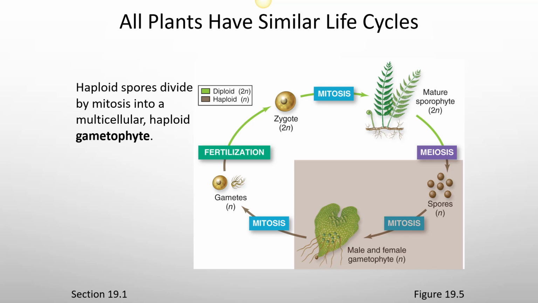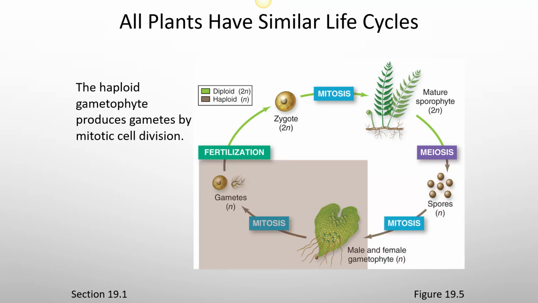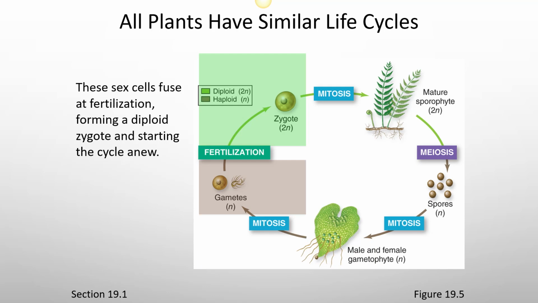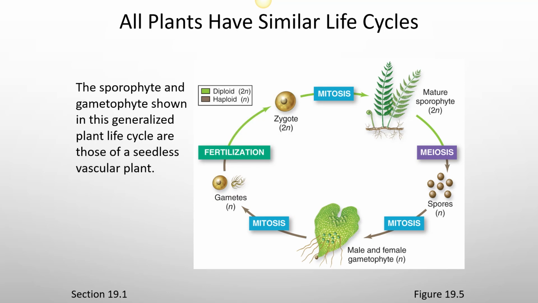Haploid spores divide by mitosis into multicellular haploid gametophytes. So here's a multicellular haploid gametophyte. The haploid gametophyte produces gametes by mitotic cell division. These sex cells fuse, so here are the gametes, they fuse together through fertilization to produce the zygote, and that starts the life cycle anew. The sporophyte and gametophyte shown in this generalized plant life cycle are those of seedless vascular plants.